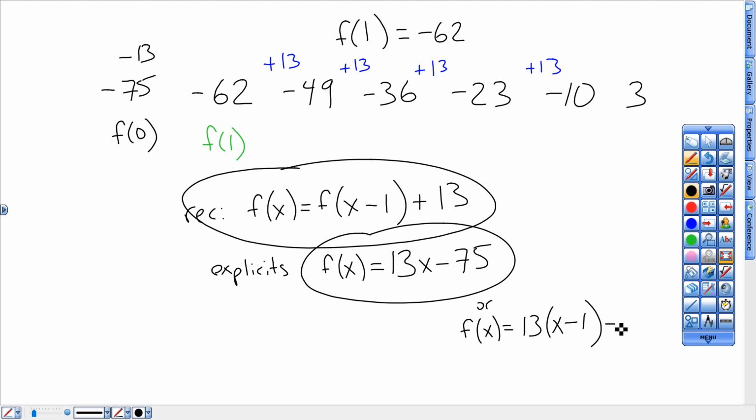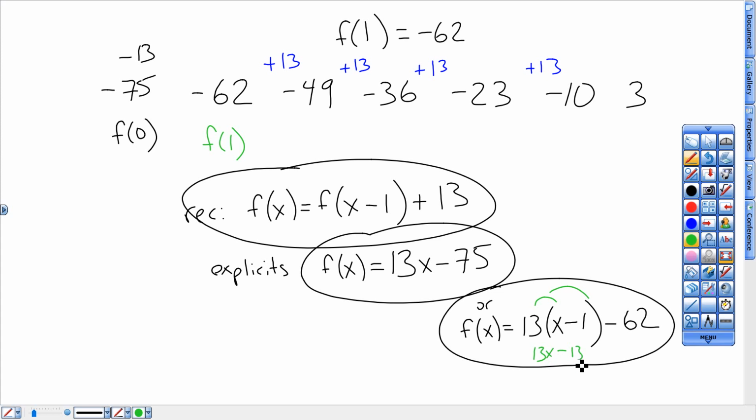And again, even though these look completely different, if I was to distribute, they would end up being the same. 13 times x, 13x, 13 times -1, -13. If I take 13 and 62, it should give me that -75. They are the same. That's why when you plug in a value for x into both of these, using the 0 term, this guy right here, or using the first term, always will give you the same answer. All right, almost done.